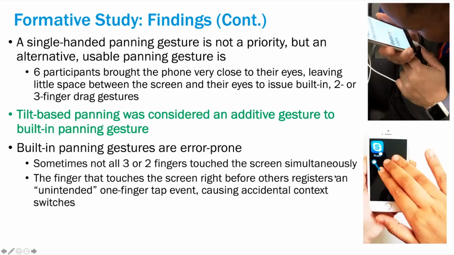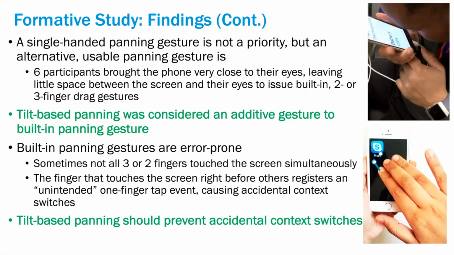We also found that when making panning gestures, not all 3 or 2 fingers touch the screen simultaneously, like here. The finger that touches the screen right before others registers an unintended one-finger tap event, causing accidental context switches. So, our tilt-based panning should prevent such context switches.